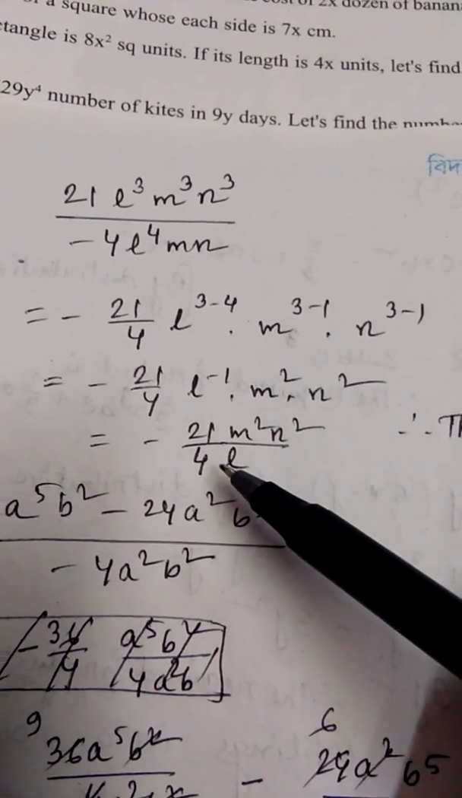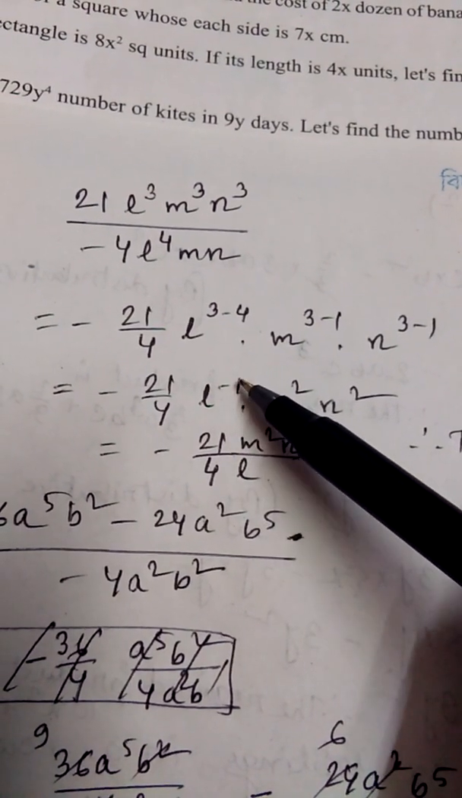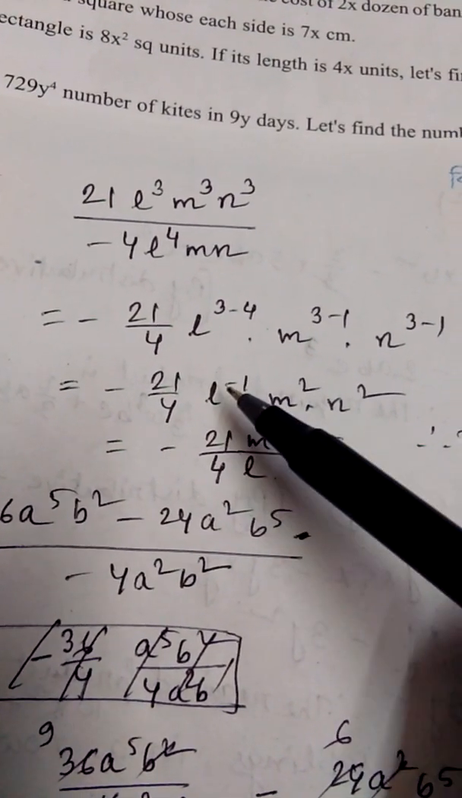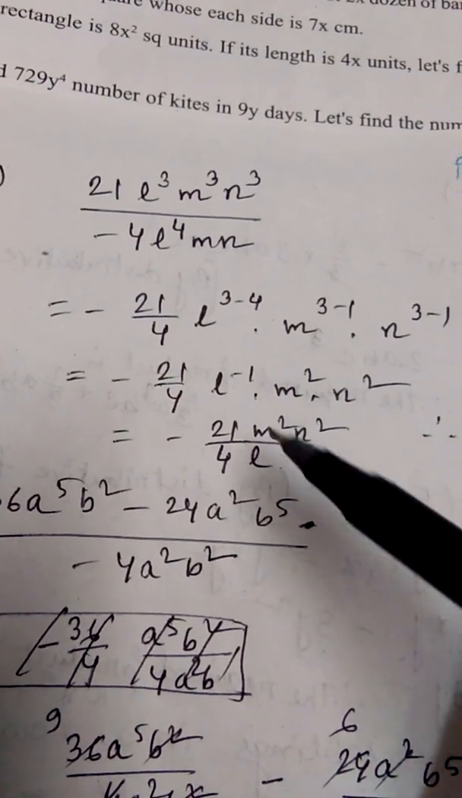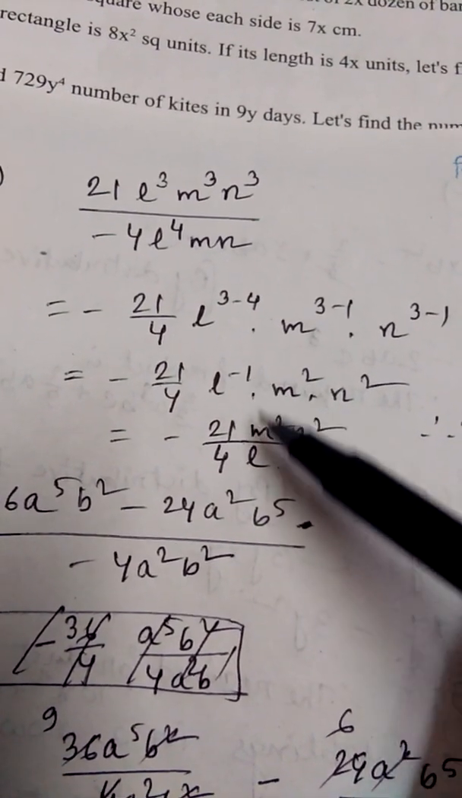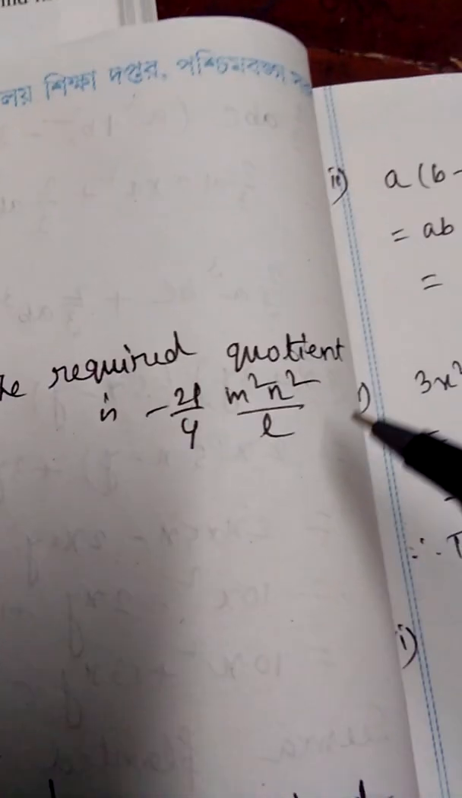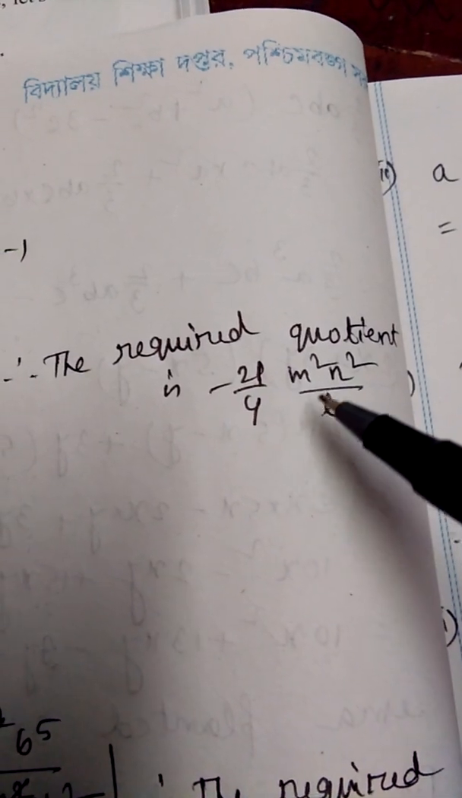Equal to minus 21 M square N square by 4L. L to the power minus 1 means 1 by L. So, we will write L in the denominator. Therefore, the required quotient is minus 21 by 4 M square N square by L.